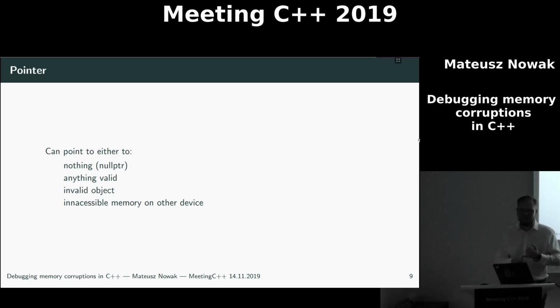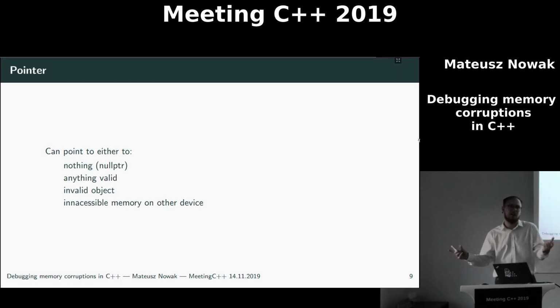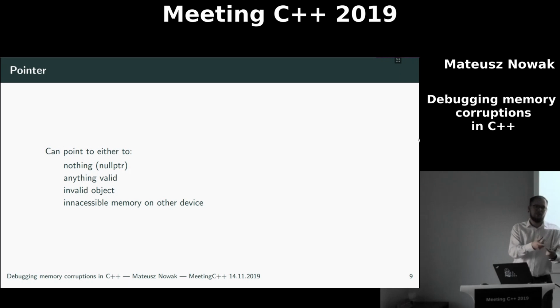First of all, pointers. Pointers are the reason some of my friends say they will never ever again touch C++. A pointer can point to nothing. A pointer can point to anything that is valid, to invalid objects, so one that was deleted, or to memory in another memory space. Say we have some device which has its own memory space and we allocate some memory on this device, keep this pointer on the CPU, and by mistake try to access this address. Instead of writing on the device, because the address spaces are separate, we can corrupt something in CPU memory.